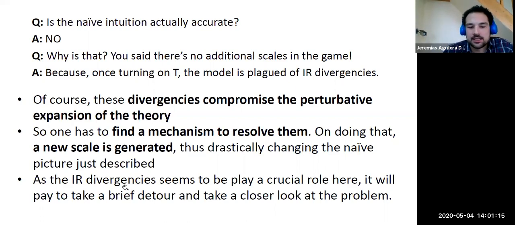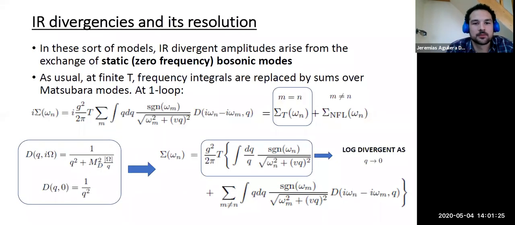As these kinds of divergences are crucial, let me take a brief detour and take a closer look at them. So what kind of infrared divergences are we talking about? Well, in these kinds of models, these are naturally associated with the exchange of static bosonic modes. When I say static, I mean zero frequency modes. At zero temperature, there wasn't any issue with these modes, essentially because the frequency spectrum is continuous there, so the contribution of these static modes was just a zero measure point in the integrals. Everything was integrable and nothing would happen.